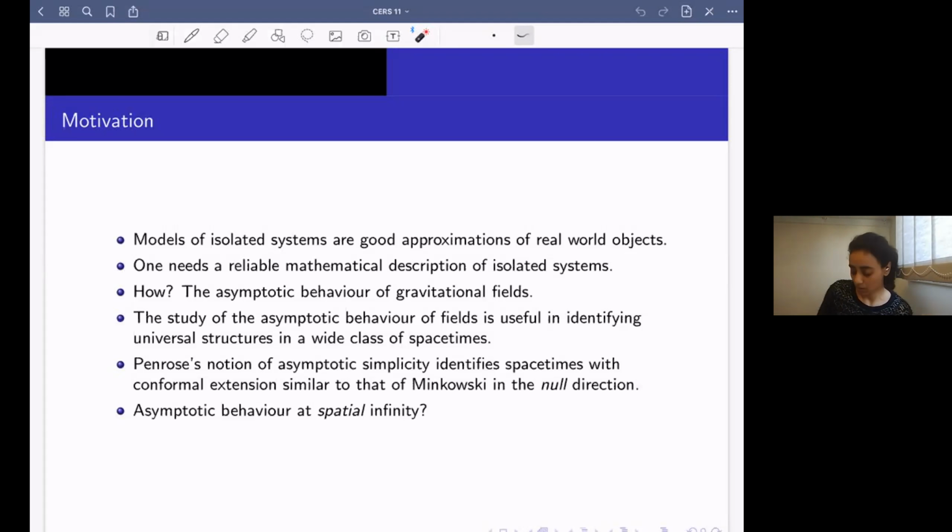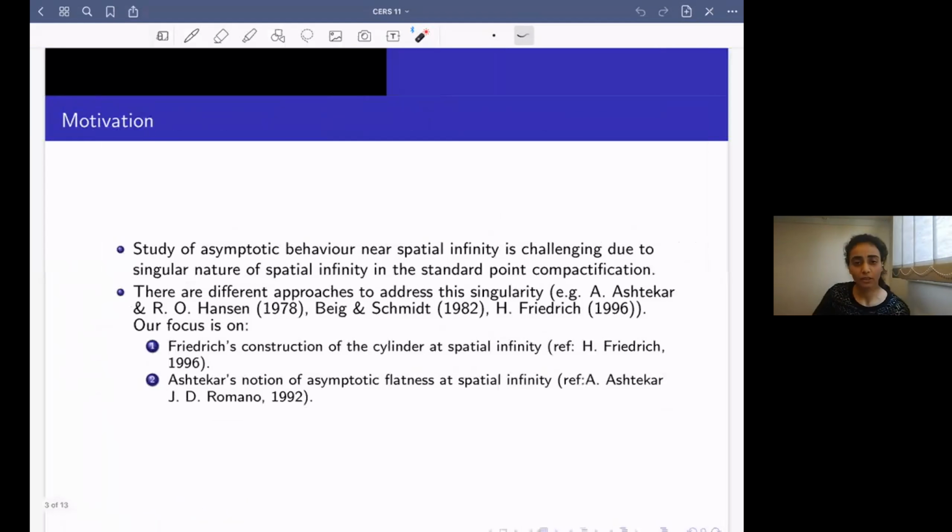Then one can either study the behavior of fields at large null separation, and in this case we have the notion of asymptotic simplicity, which identifies spacetime as similar to Minkowski as we approach null infinity. Or we can look at the asymptotic behavior of fields at large spatial distances. However, in a standard point compactification of spacetime, spatial infinity is represented as a singular point, and studying the asymptotic behavior of the gravitational field is challenging because of this singularity.